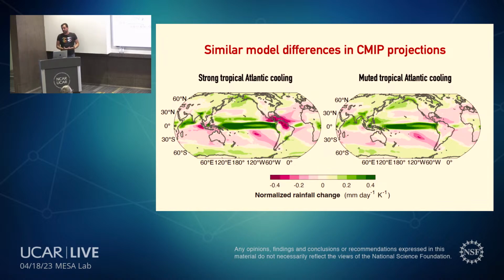So these are the same models that I showed before, but showing the changes in rainfall over the 21st century. And rainfall is normalized by the magnitude of warming in each model, just to exclude any effects from different climate sensitivities or different rates of warming. So you can see that these models with strong tropical Atlantic cooling or muted warming produce much more drying over the Caribbean, maritime continent, and even West Africa. The response is stronger.